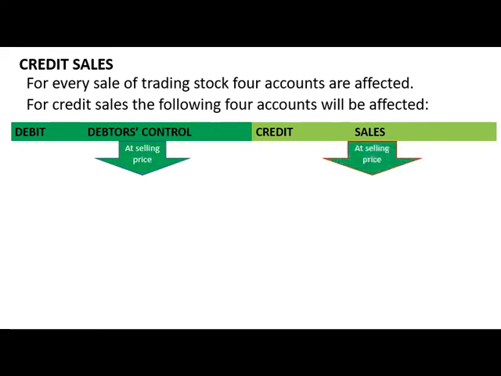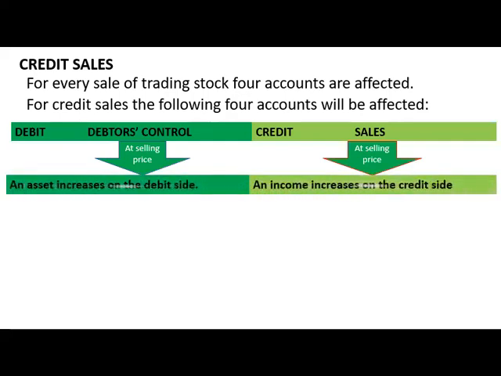Again, why are we debiting debtors control? The business will be owed more by whoever bought those goods, and that is a debtor. Debtors control is an asset. That's why under assets, we will increase our assets on the debit side by the selling price of goods sold. And at the same time, we will credit sales. Sales will increase on the credit side when we sell goods, and they will be recorded at selling price.